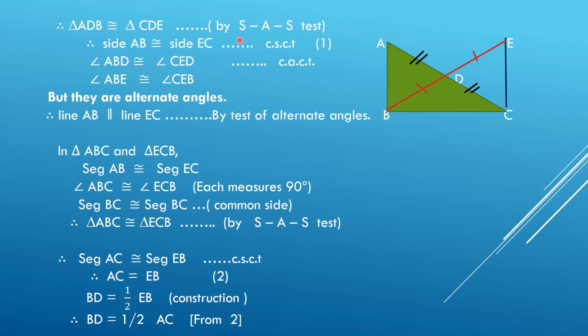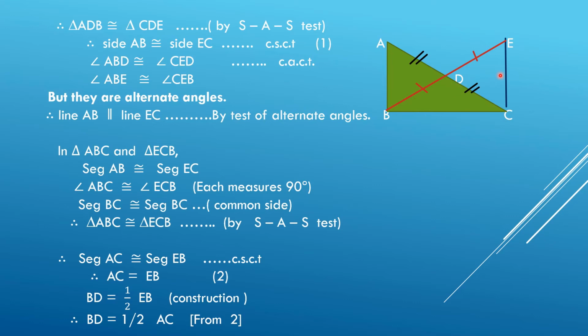Therefore, side AB is congruent to side EC by CPCT. That is equation number 1. And angle ABD is congruent to angle CED by CPCT. Therefore, angle ABE is congruent to angle CEB, but these two angles are alternate angles. Therefore, line AB is parallel to line EC by the test of alternate angles.